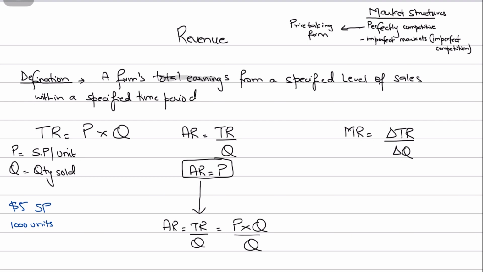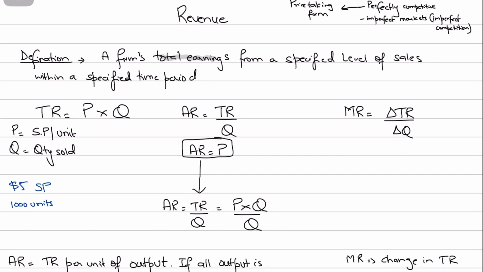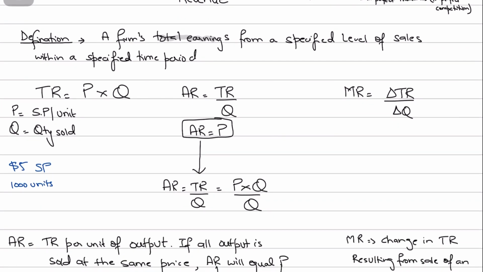In a specified time period, from a specified level of sales. And the formula for total revenue is price times quantity, that is selling price multiplied by quantity sold, right? So if the selling price is $5 and you're selling 1,000 units, your total revenue would be $5,000. Sweet and simple, right?